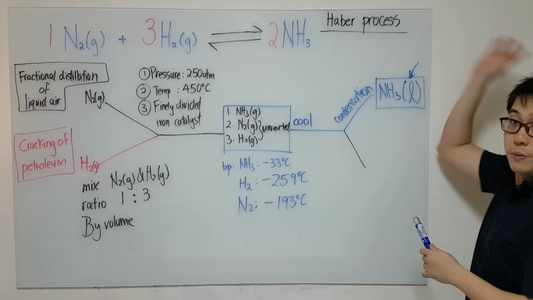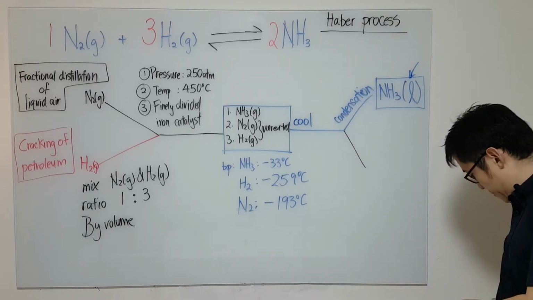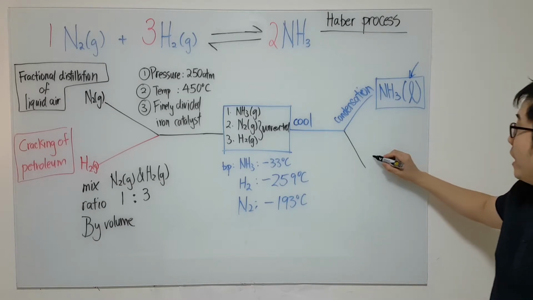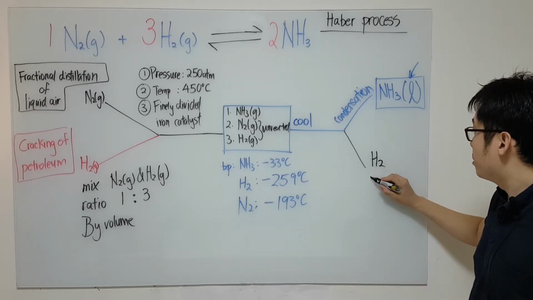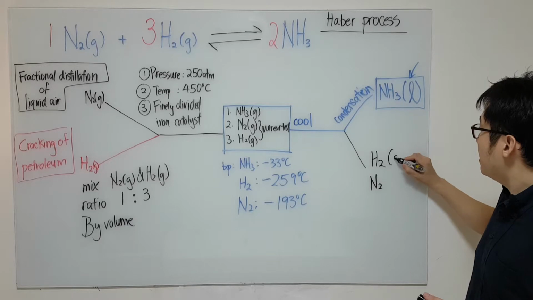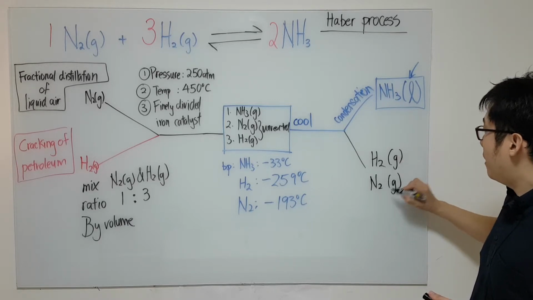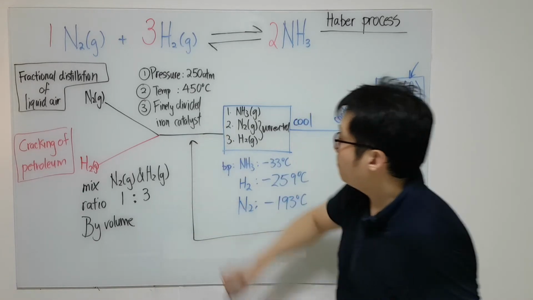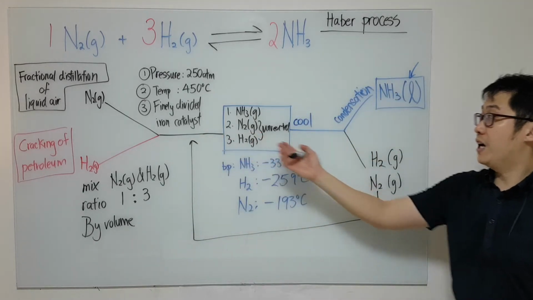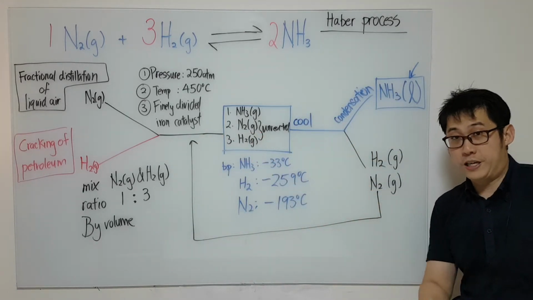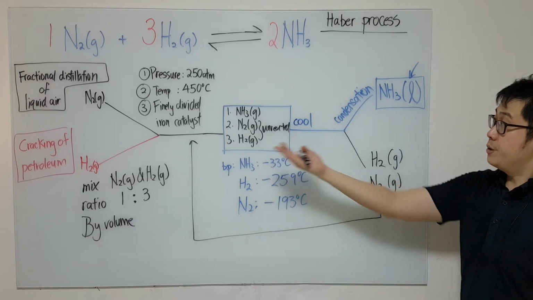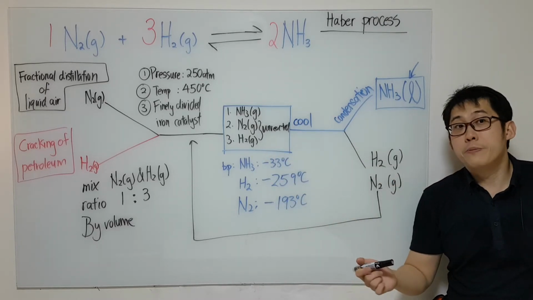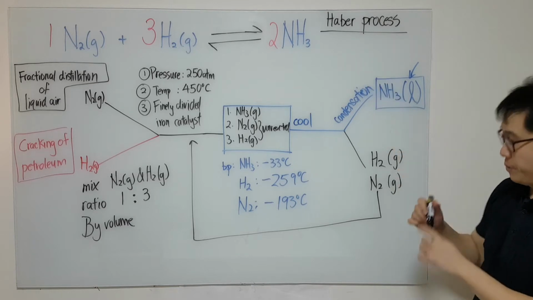So, and then this will be removed, and this is what you want. Of course, your hydrogen as well as your nitrogen will still remain as gas. So what happens is they are then passed through a channel back here, where they can actually be reused so that they are not wasted. And this, students, is how you can describe your Haber process.